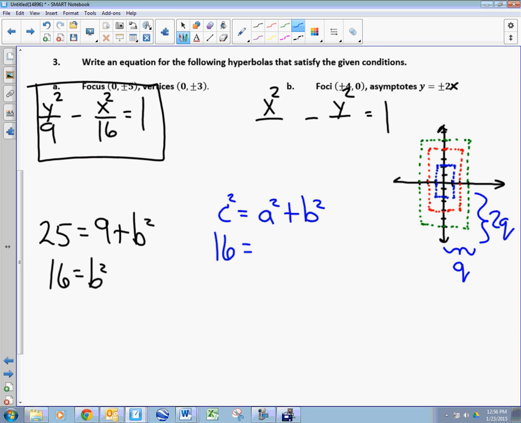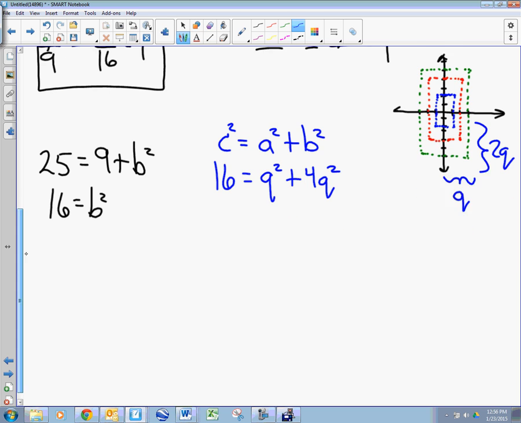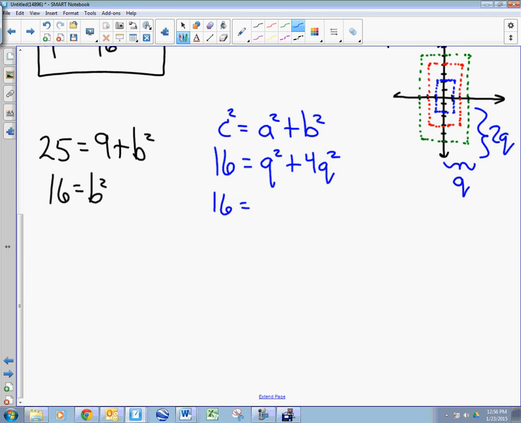So therefore, instead of a squared, it will be q squared plus b squared, 4q squared. Does that make sense? I squared 2q. 2q squared is 4q squared. 16 is equal to 5q squared. Can I solve for q? 16 over 5 is equal to q squared, so q is equal to the root of 16 over 5.